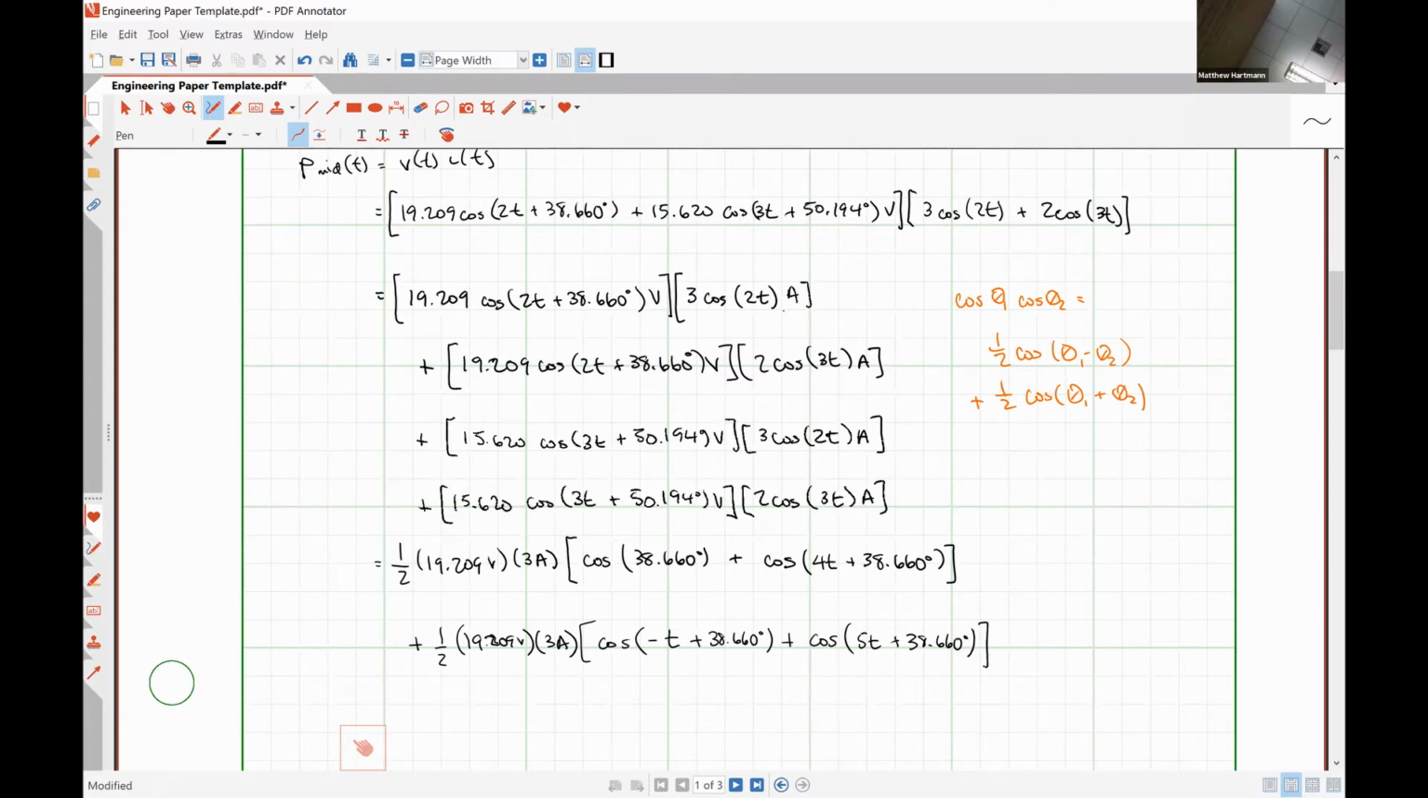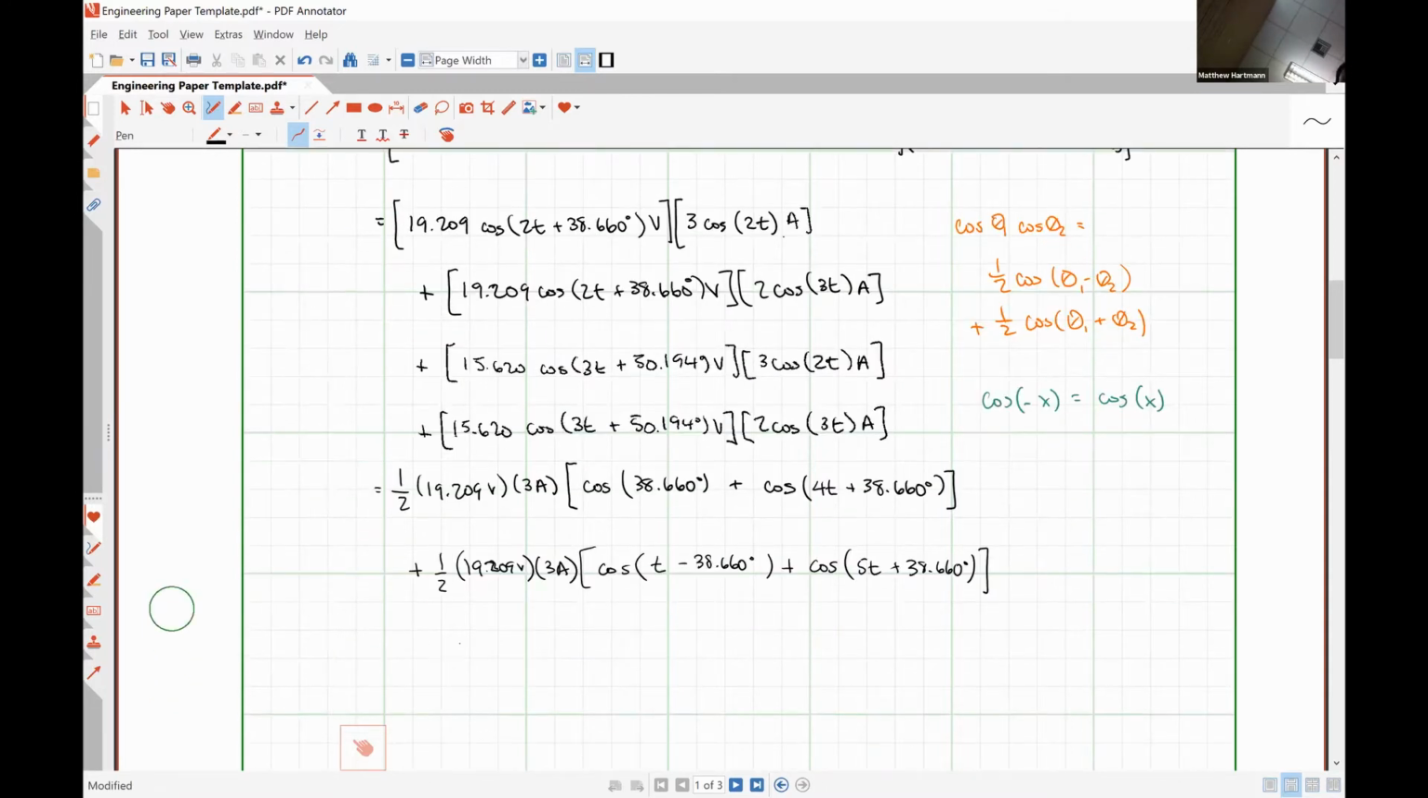So now we have a negative frequency. Now that may seem a little bit odd, but hopefully you guys can recall that cosine of negative x is equal to cosine of x. And so I can actually transform that to a positive frequency pretty easily. I just need to factor out a factor of -1. So that would be cosine of positive t minus 38.660 degrees.